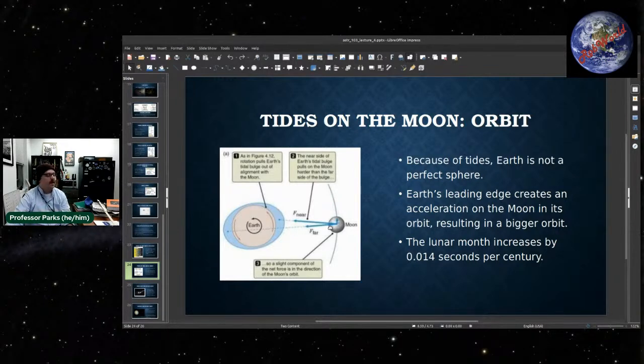Additionally, it's also causing the moon to speed up, because again, gravity is reactive. It goes two ways. So this bulge is actually causing a force on the moon to accelerate it in its orbit. And so not only is the Earth spinning down, but the moon is getting faster, which means that it's getting farther away.